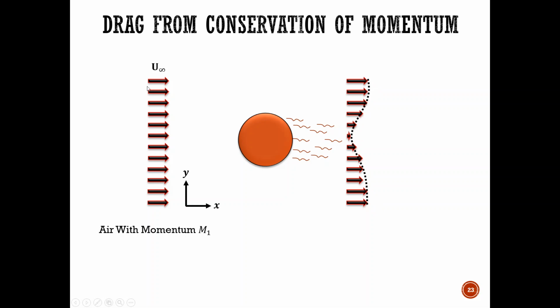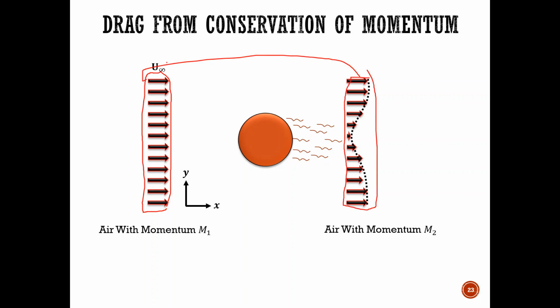Now, let's think about it. This is the momentum that the air has before it meets the cylinder, and this is the momentum that the air has after it passes through the cylinder. So just consider here's a box. That's the momentum m1, and this is the momentum m2. When you compare these two momentums, what do you think happened to the momentum of the air that passes through the cylinder? Did it decrease or did it increase? You can see clearly that the momentum has actually decreased.